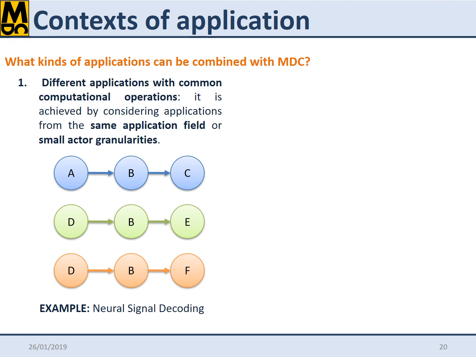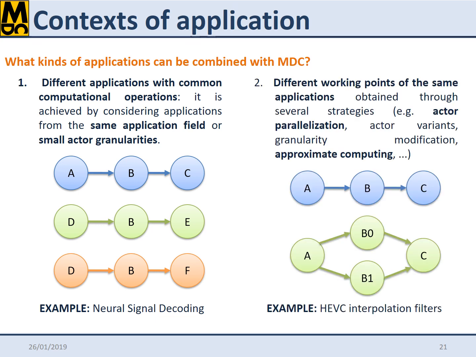MDC is effective when you are dealing with applications that share operators, so that you can really benefit from a coarse-grained reconfigurable approach. Alternatively, it can be used when the same application can surf among working points, playing either with parallelism or in other cases with the depth of the computation.